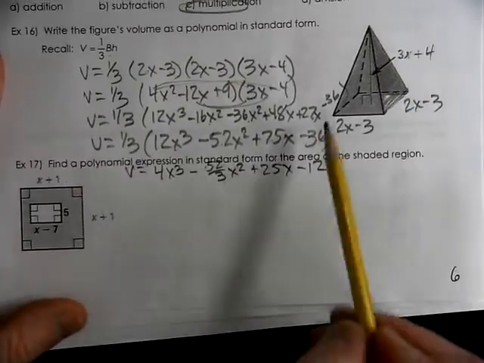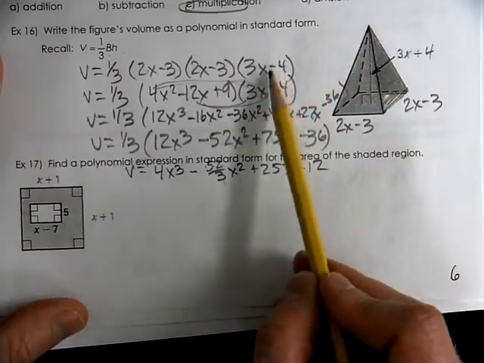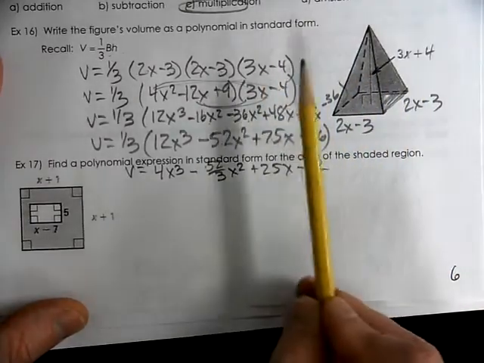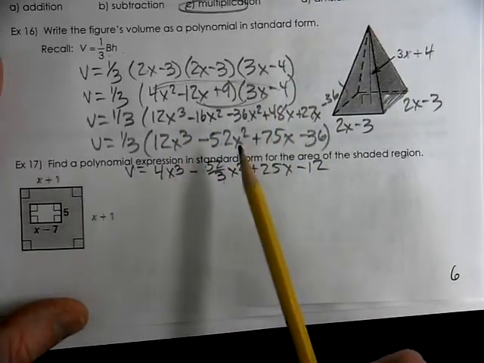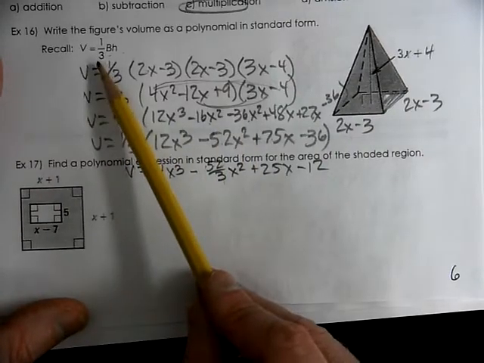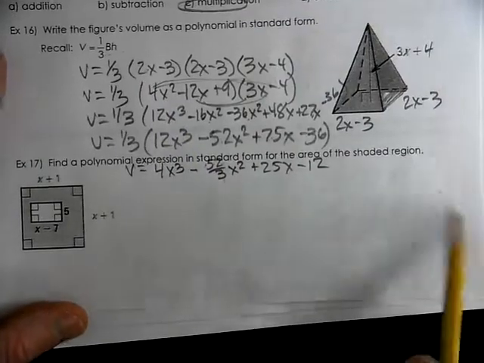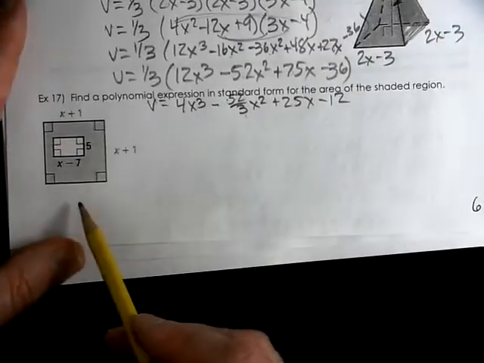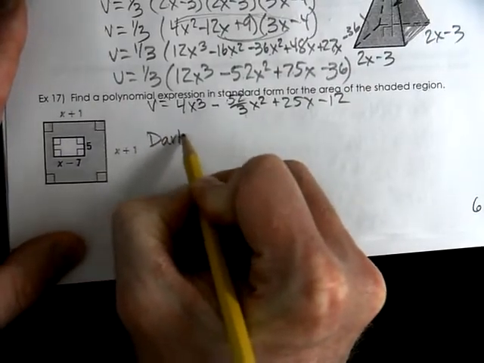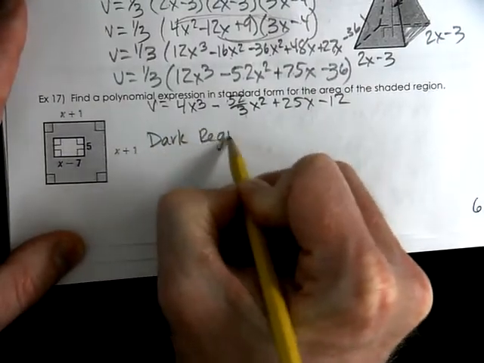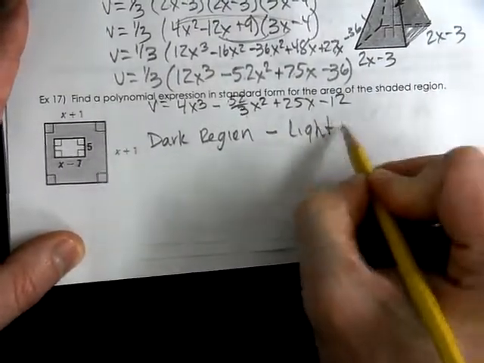All right, looking at my last problem, this was 3x plus 4. I used 3x minus 4. You would get a different answer, but the process is all the same. 1/3 the area of the base times the height. That's the volume of this pyramid. Down here for the surface area, we're going to take the dark region minus the light region.